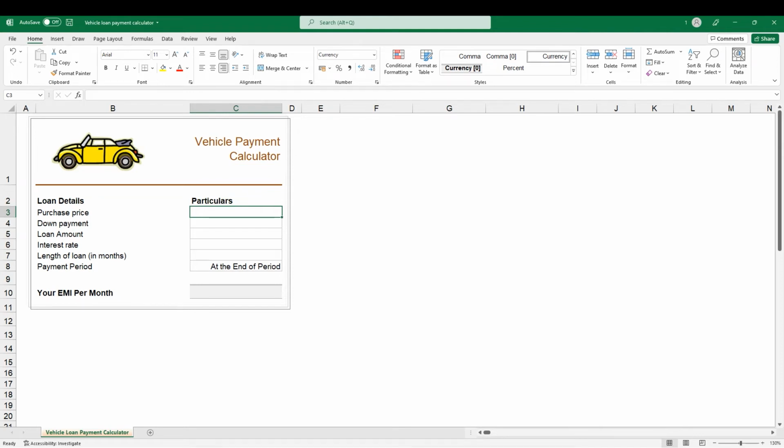In cell C3, we will input the purchase price of the car, which is 14 lakhs. In cell C4, we will input the down payment, which is 4 lakhs. In cell C5, we will calculate the loan amount by subtracting the down payment from the purchase price, which will come down to 10 lakhs. In cell C6, we will insert the interest rate, which is 8%. In cell C7, we will input the loan tenure in months, which is 48 months.